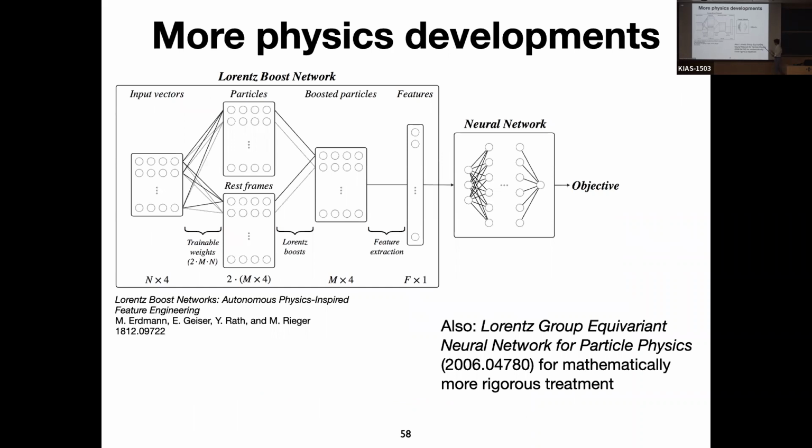But even though this is not so powerful, there is a certain amount of developments going in this direction. Another beautiful way is saying, okay, we have a list of input vectors. We have a network that learns linear combinations, and we call some of them particles and some of them rest frames. And then we do an explicit Lorentz boost of all the particles into all the rest frames, then extract features from there and feed it to a neural network.